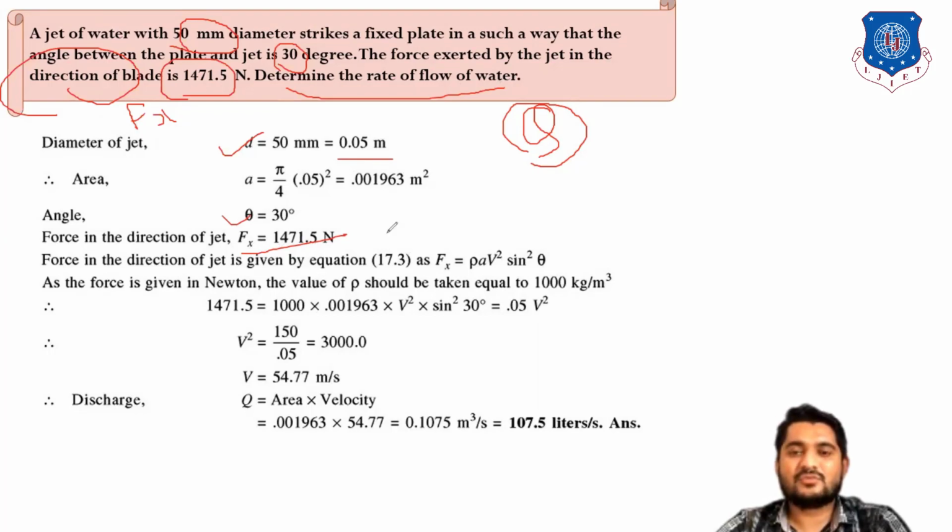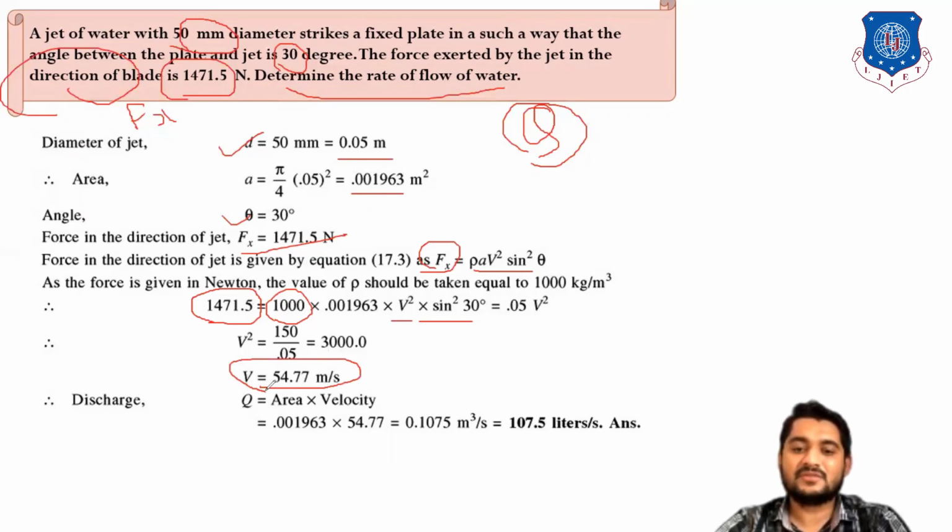In the case of a curved plate with the jet striking at the center, Fx will be rho a v square sine square theta. Here the value of Fx is given, 1471.5. For water rho is 1000. Area is already calculated, 0.001963. Then velocity can be found from v square, and theta is given, sine square 30. So from this equation we can find velocity in meter per second. So velocity will be 54.77 meter per second.